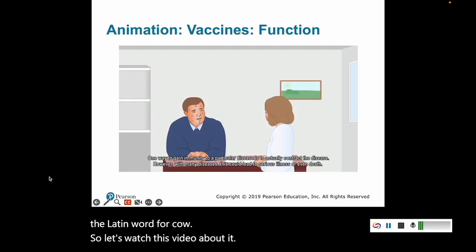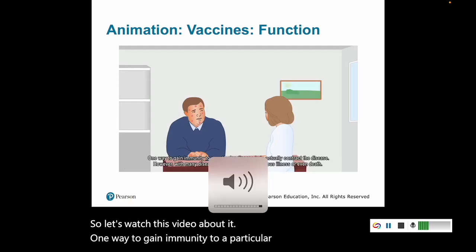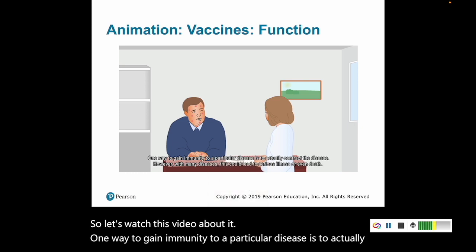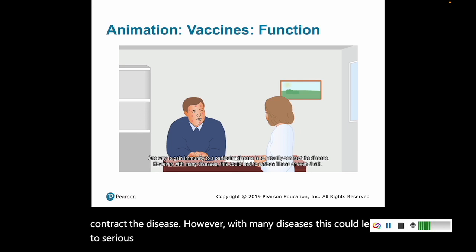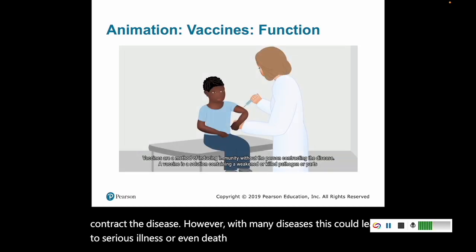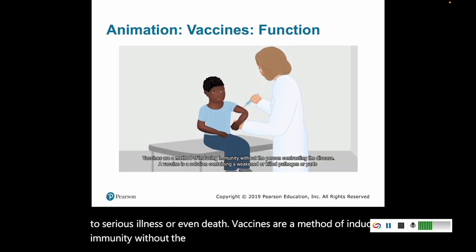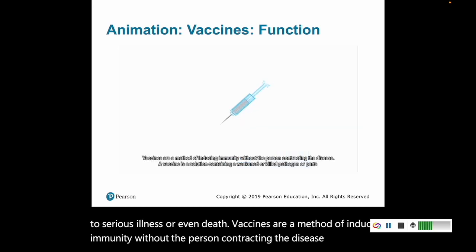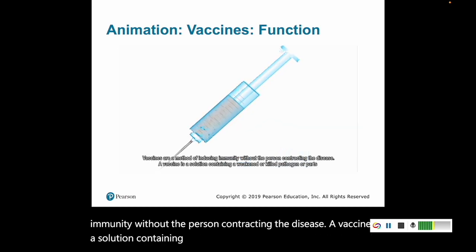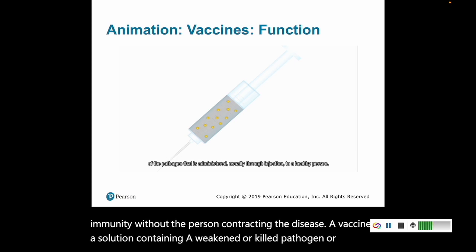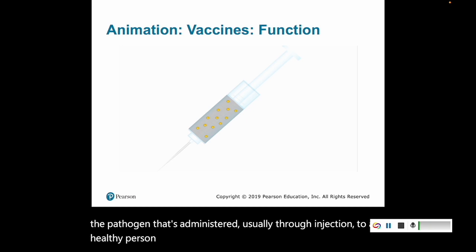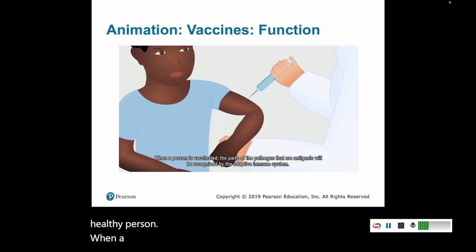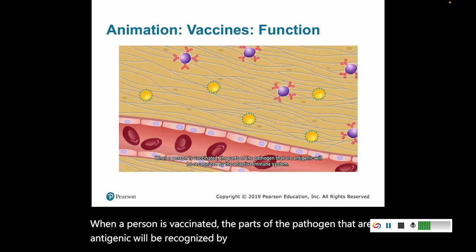One way to gain immunity to a particular disease is to actually contract the disease. However, with many diseases, this could lead to serious illness or even death. Vaccines are a method of inducing immunity without the person contracting the disease. A vaccine is a solution containing a weakened or killed pathogen or parts of the pathogen that's administered, usually through injection, to a healthy person. When a person is vaccinated, the parts of the pathogen that are antigenic will be recognized by the adaptive immune system.